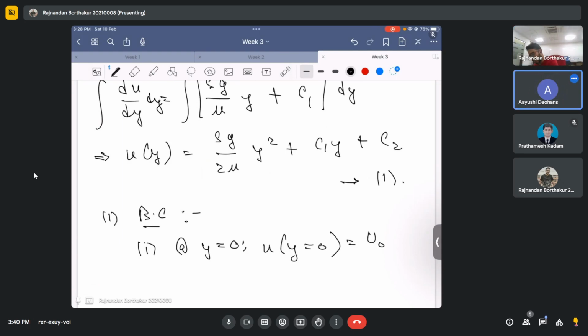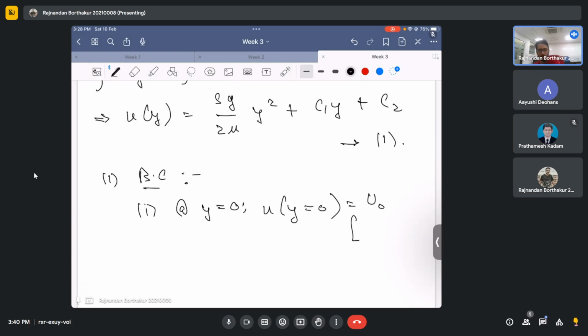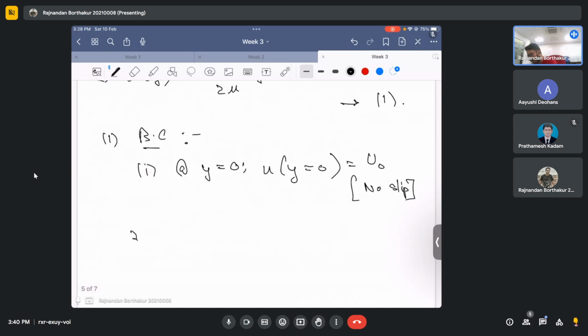U naught, yes. And why is it so? The belt is moving upward with that velocity. Yes, but this is known as the no slip condition, right? Yes, exactly. So this is the no slip condition. Now, can you tell me what is u at y equals h?